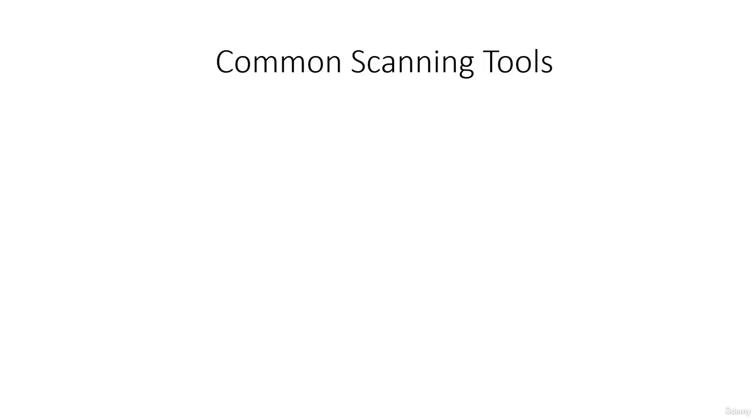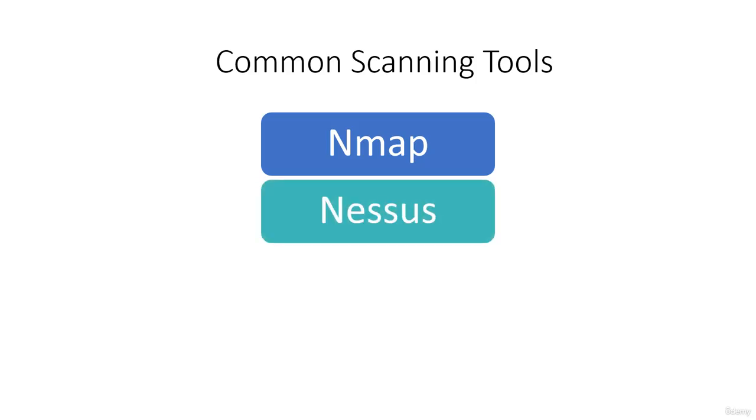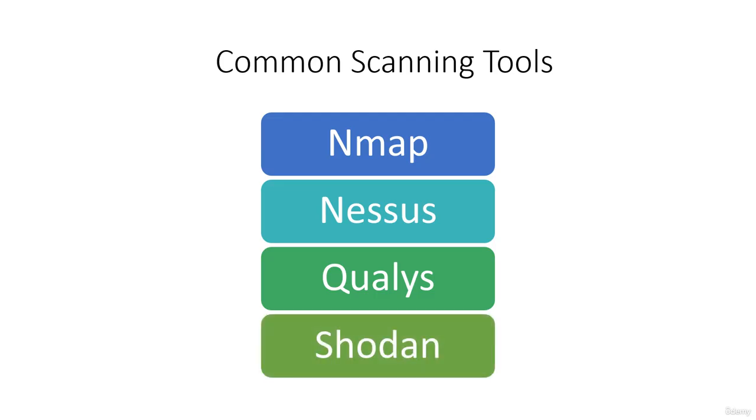Now let's talk about common scanning tools. There are a couple of tools, as usual, that we previously talked about a lot of times, which is Nmap, then Nessus, then Qualys, and at the end, which we will be talking about now, is Shodan.